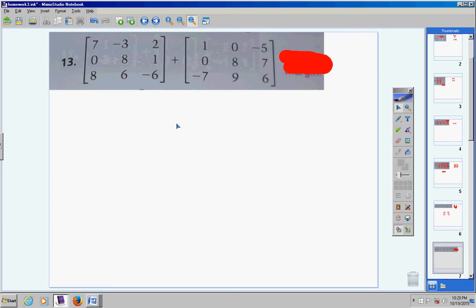Moving on to number 12. Before you add or subtract matrices, always check your order first. This is a 3 by 3. 3 rows, 3 columns. And this is a 3 by 3. So are the 2 orders identical? Yes, they are. 3 by 3, 3 by 3. So we can definitely add these 2 matrices together. Let's go slow and take our time. 7 plus 1. Negative 3 plus 0. 2 plus a negative 5.